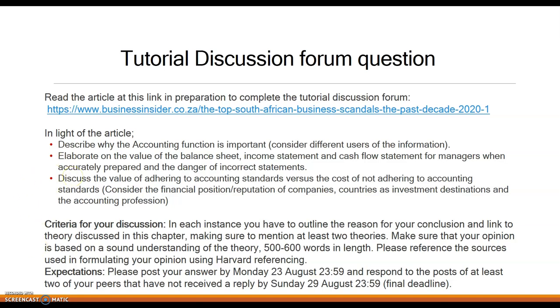Next, I've listed, for example, the value of adhering to accounting standards. As you've mentioned, you're working with IFRS and the International Accounting Standards Board predominantly as the standards to adhere to. So there's value in adhering to these standards. And then in the context of the crises and scandals in the article, what indeed is the cost of not adhering to these standards?